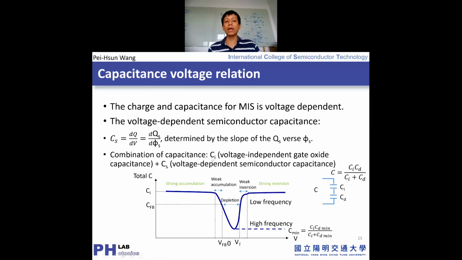So Ci indicates the insulator or gate oxide capacitance, which is just like epsilon S over d. And for CS, it is the voltage-dependent semiconductor capacitance. So depending on how much charge distribution along the semiconductor, we get the CS or CD. Okay. So under this condition, the CD will only matter if you consider the depletion region. So we typically mention this CS as CD.